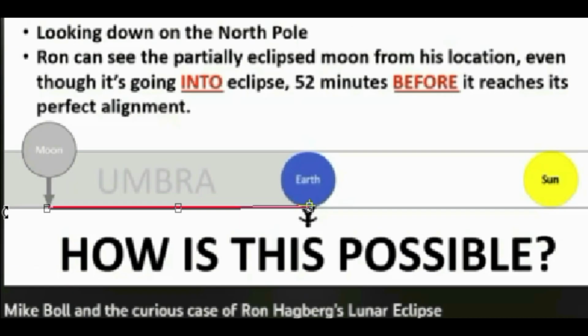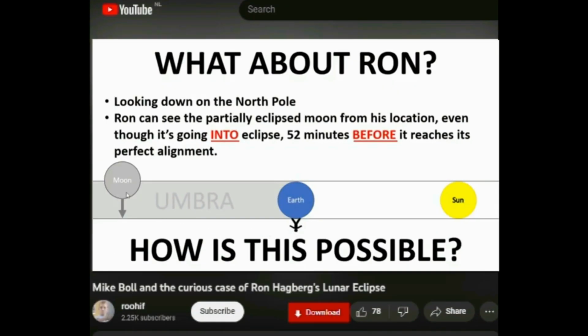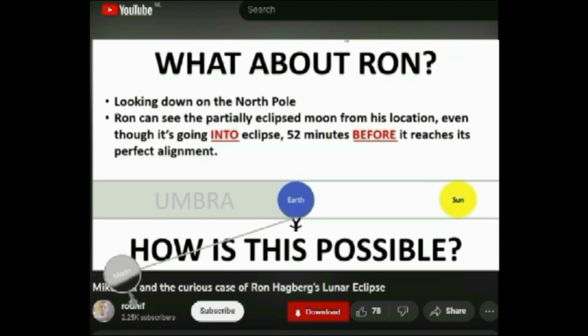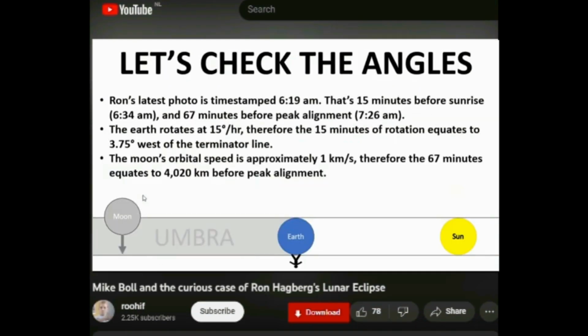Fraud. So we've got Ron here looking at a moon that is 52 minutes before it reaches this peak three-body alignment. So how is that possible? Yeah, how's that possible in your model? The moon moves away from the shadow and it's still eclipsing more and more. And that can only happen on the flat Earth, of course, because on the flat Earth the moon is eclipsing itself.